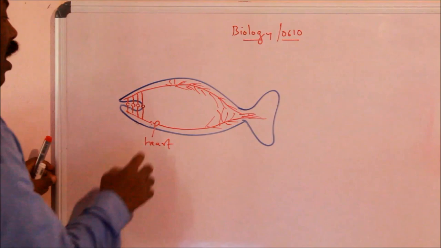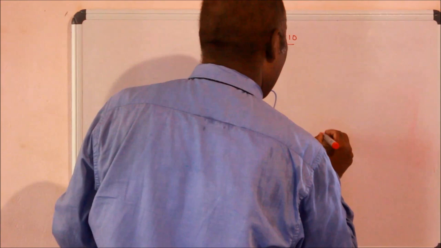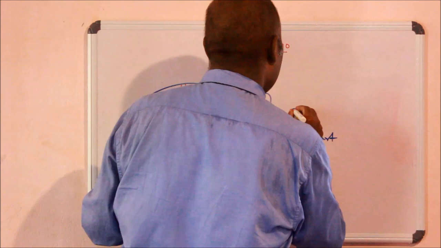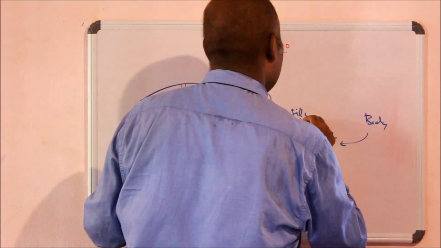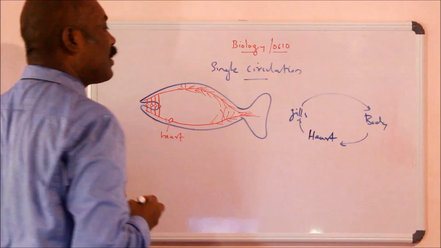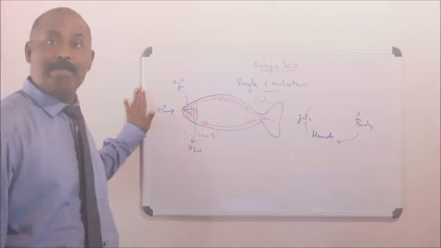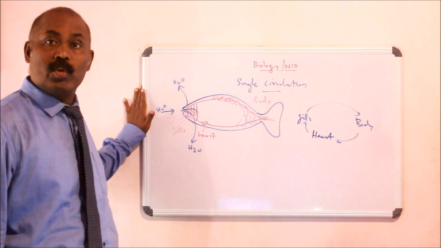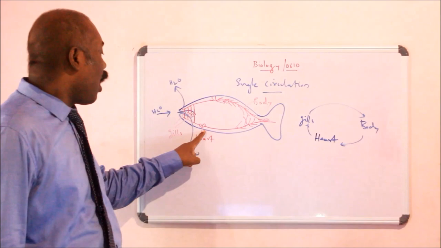Okay, I'm going to draw that here. Heart, gills, body. This is what we call single circulation. So now you can see single circulation, right? I hope you understood single circulation. You can see the picture: heart, gills, body.